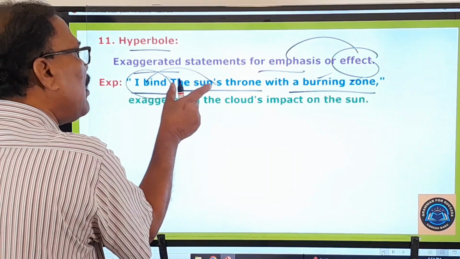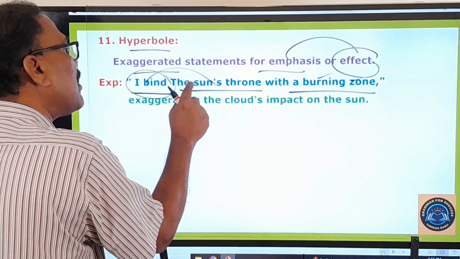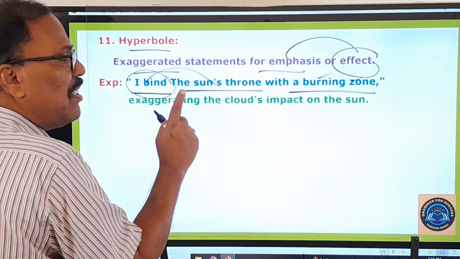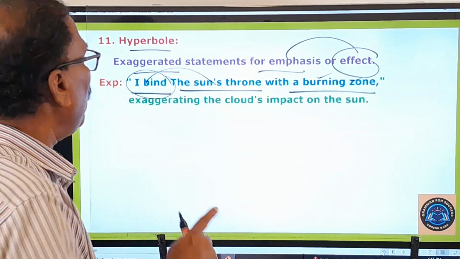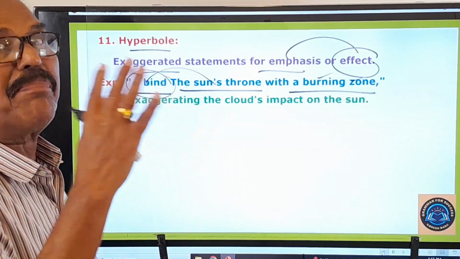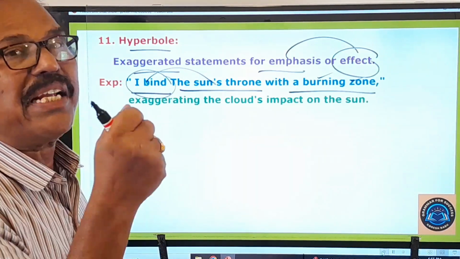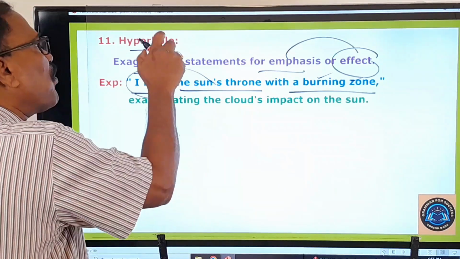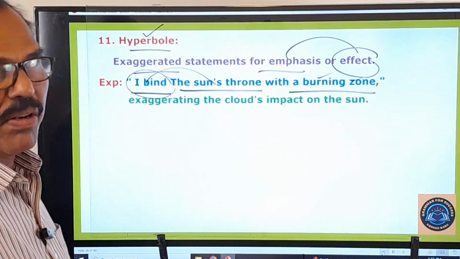So here, in this line, the statement is exaggerated for effect's sake. What kind of effect does the poet wish to bring? Only to say that this cloud is very powerful, very mighty and all that. So to tell us that, he has used this. This is therefore called a hyperbole.